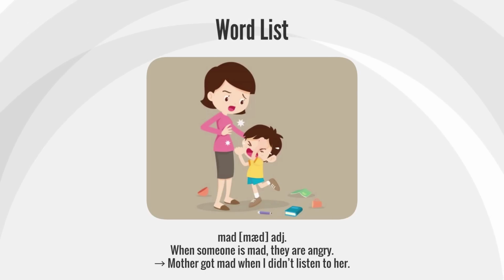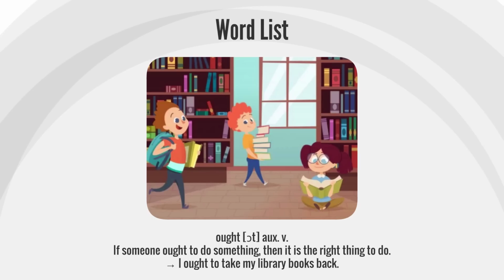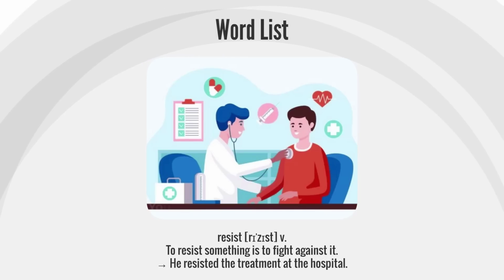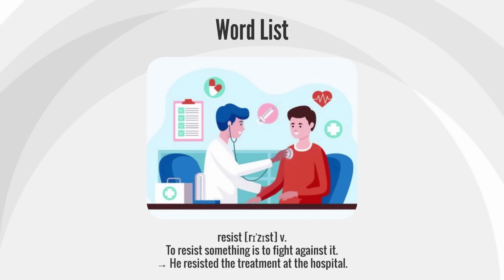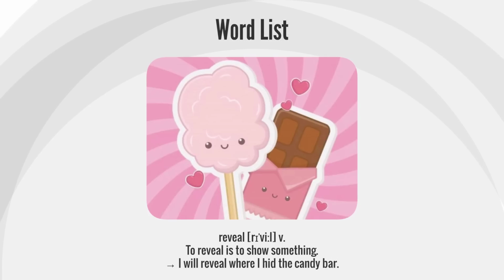Mad. When someone is mad, they are angry. Mother got mad when I didn't listen to her. Ought. If someone ought to do something, then it is the right thing to do. I ought to take my library books back. Resist. To resist something is to fight against it. He resisted the treatment at the hospital. Reveal. To reveal is to show something. I will reveal where I hid the candy bar.